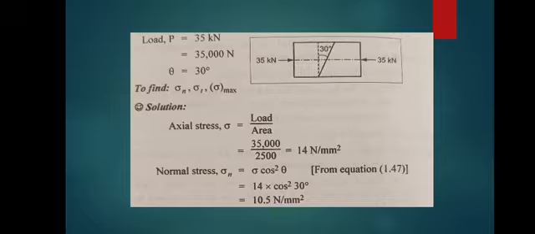As we all know, what is meant by stress? Stress is defined as the ratio of load by area. Resisting force per unit area is known as stress. Here the load value and area value are given. Substitute the value. You get the answer as 14 Newton per mm square. Here the value is given in kilonewton. If you want to convert, you have to convert kilonewton to Newton. 1 kilonewton is equal to 1000 Newton, or otherwise you have to substitute it as 35. Then you get the answer in kilonewton per mm square.